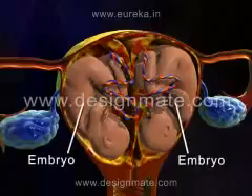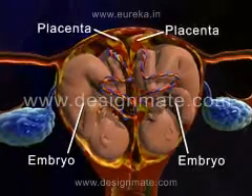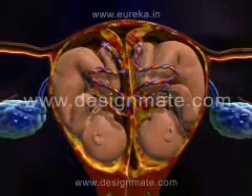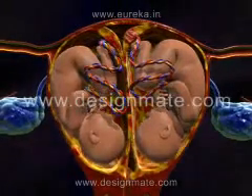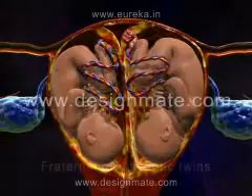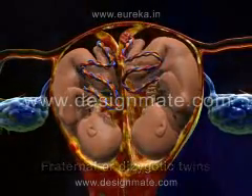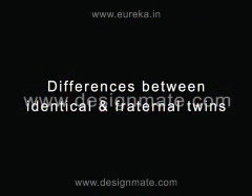We see that each embryo has its own placenta. These embryos later on develop into twins, which can be of opposite sex. Such twins are called fraternal twins or dizygotic twins. Let us understand the differences between identical and fraternal twins.